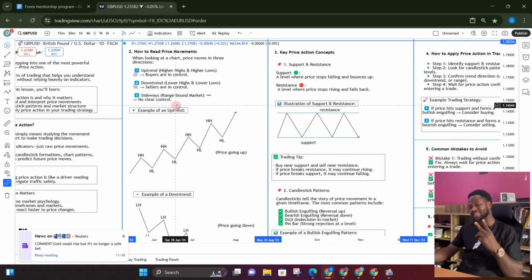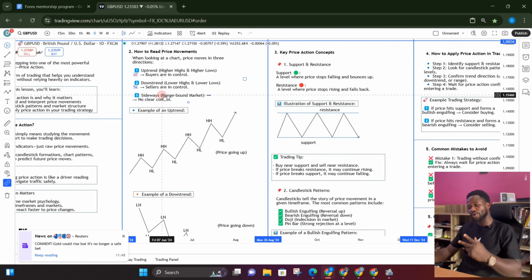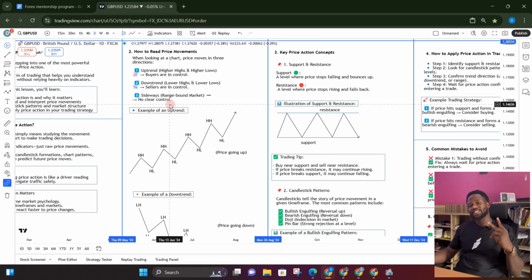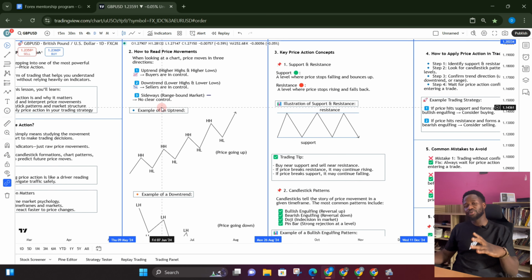The third one is sideways, which we call the range bound market or consolidation. When that happens, it means that the market does not know what it is doing next. Buyers are in the same proportion as the sellers, and they are just fighting to see who wins.